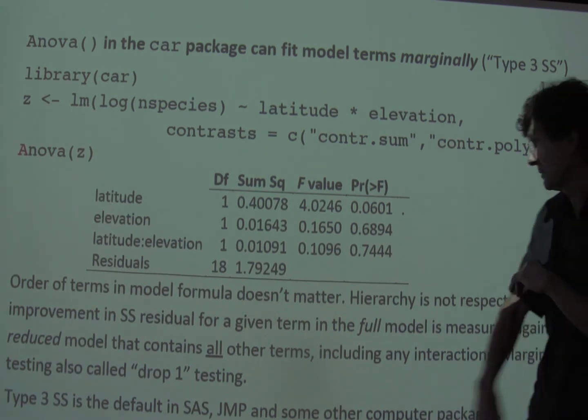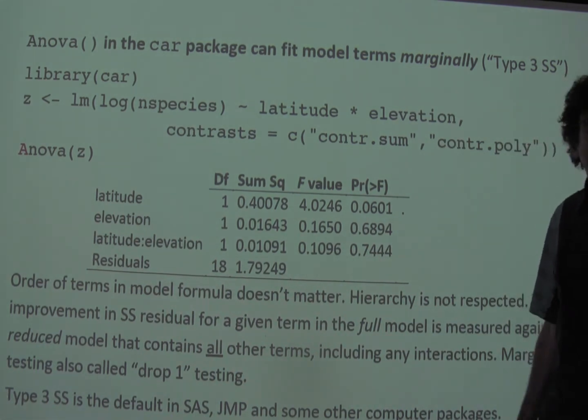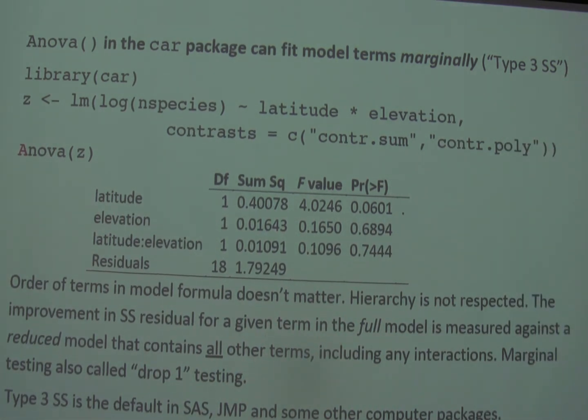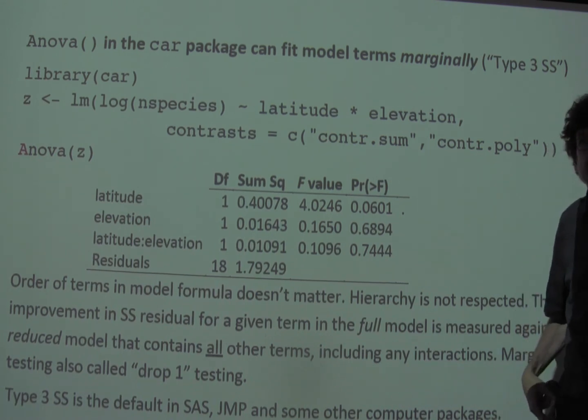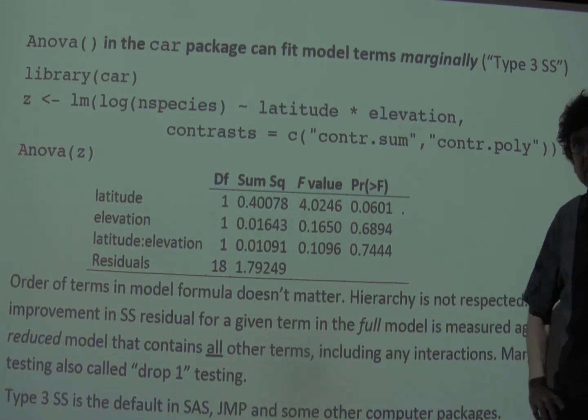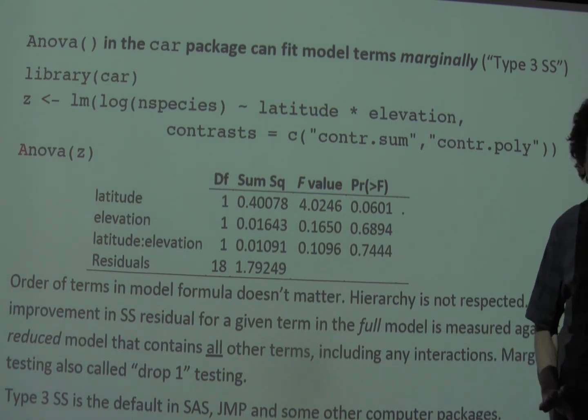Marginal or type 3 sums of squares is also called drop 1 testing, and in fact there's a drop 1 command in R that also allows you to do this. So type 3 sums of squares is the default in most computer packages. It's not in R. I want to make sure you know that.